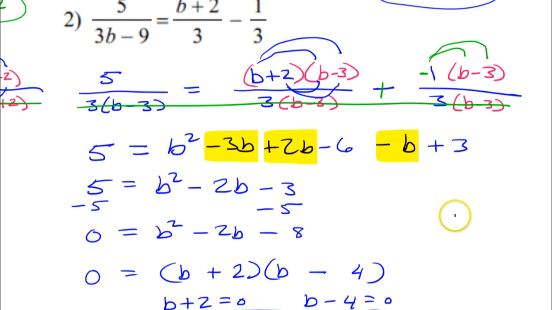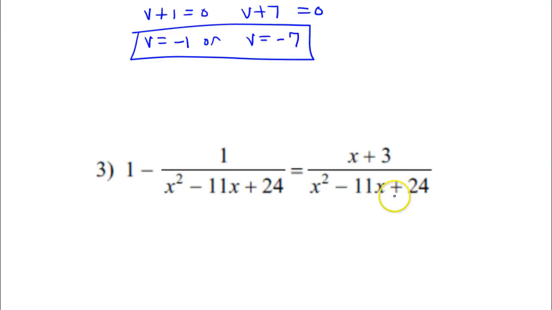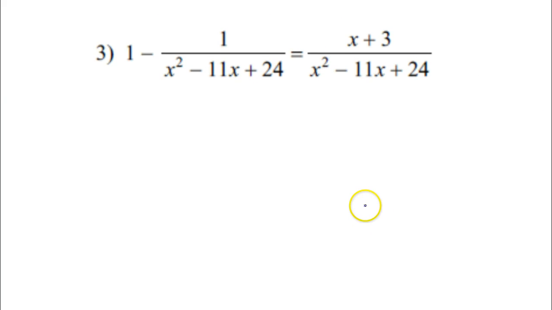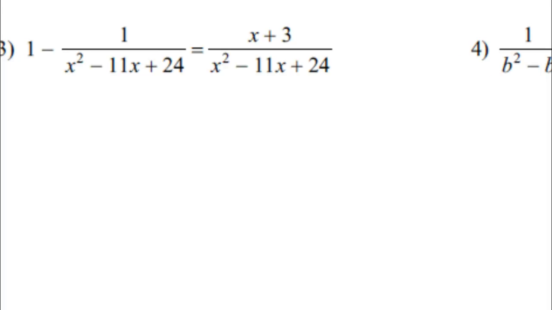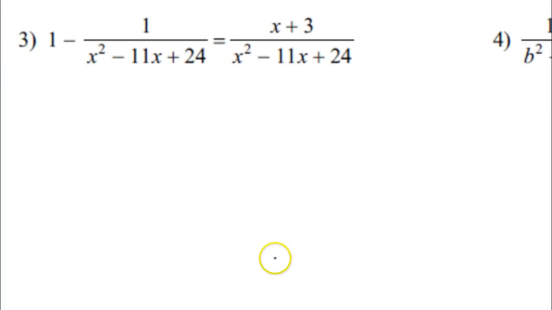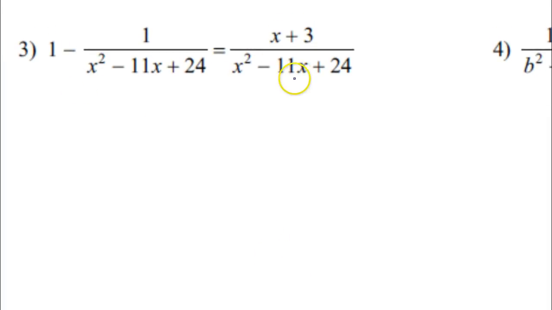Okay, so that was number 2. Let's keep going. I think I'll keep going until we get to number 5. Then I'll make a new video at that point. Alright, same deal. I want all the denominators to be the same so I can then cancel them out.